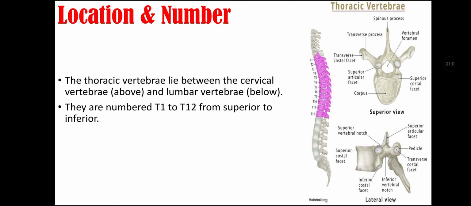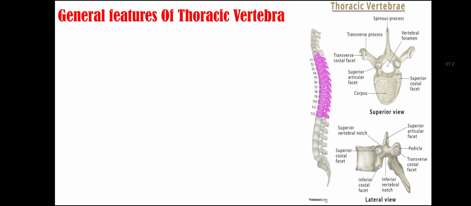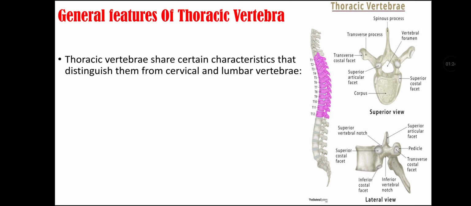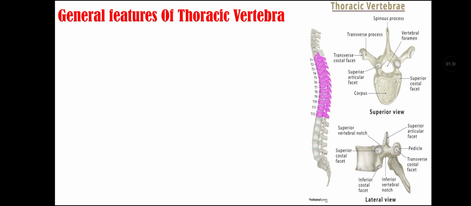So the superior thoracic vertebra is numbered T1 and then T2, T3, T4 and the inferior most is the T12, as you can see in the diagram. These vertebrae gradually increase in size as they descend, with T1 being the smallest vertebra and T12 being the largest thoracic vertebra. General features of thoracic vertebra. Thoracic vertebra share certain characteristics that distinguish them from cervical and lumbar vertebra. They include vertebral body, vertebral foramen, pedicles, laminae, spinous process, transverse process, and articular facets. Now let's talk about these general features of thoracic vertebra one by one.